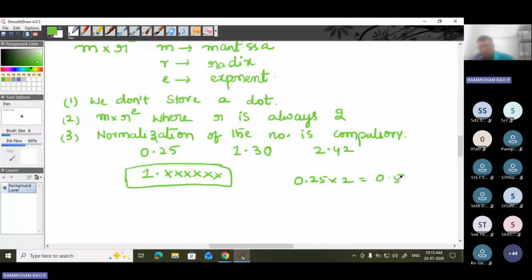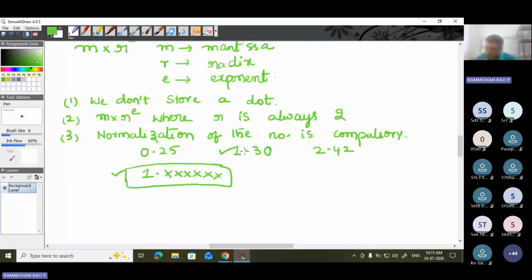So what do you mean by normalization? Normalization means every number should look in this form, 1 point something. It should not be 2.4 or 0 point nothing; that is not allowed. A normalized number will look like this. So in these three numbers, this one is normalized.